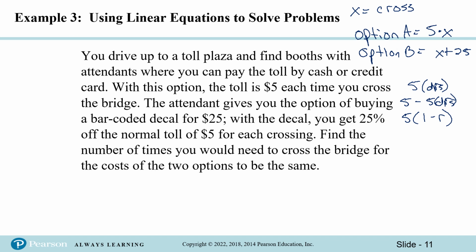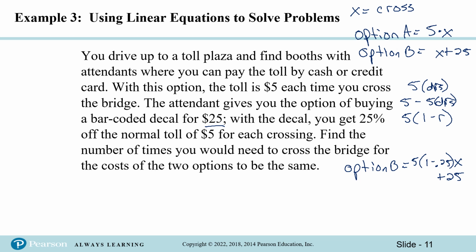Okay, well, I ran out of room, so let me do option B down here. Option B. Okay, so I take $5, 1 minus the discount rate, which is 25%, times each time I cross the bridge, plus the $25 that you have to pay for the barcode.